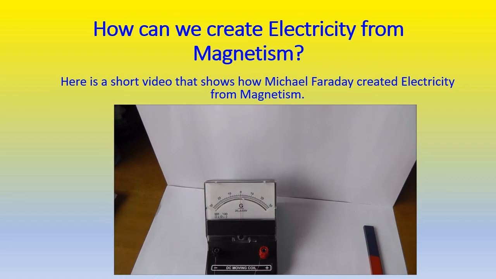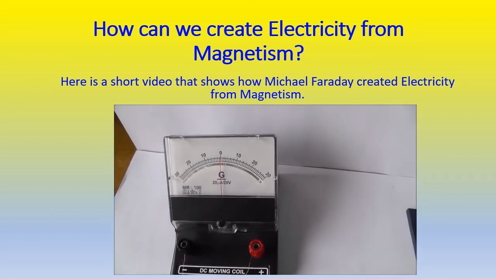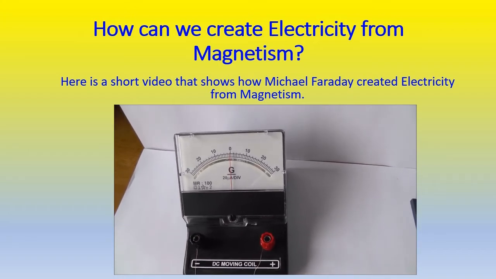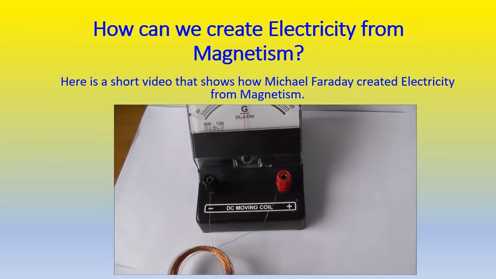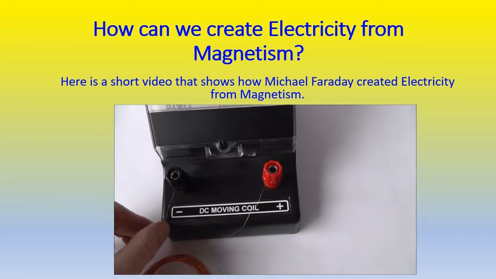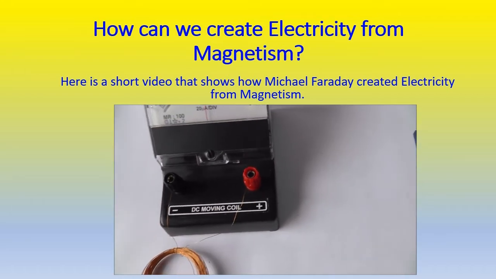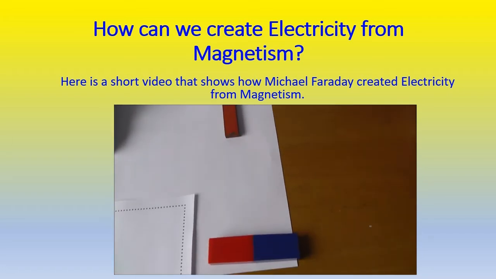Okay, the equipment being used is a moving coil galvanometer, which is used to detect current, and I've got a coil of insulated wire which I've connected to the actual galvanometer, one onto the positive side and one onto the negative side. And I've also got 3 different magnets of different strengths.